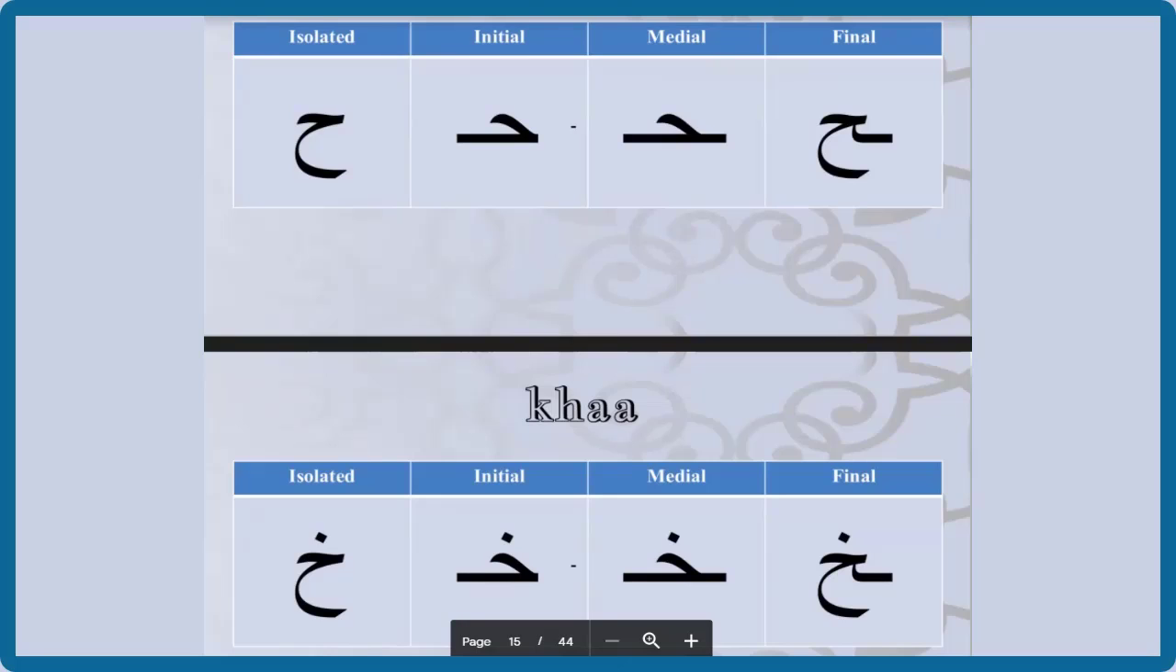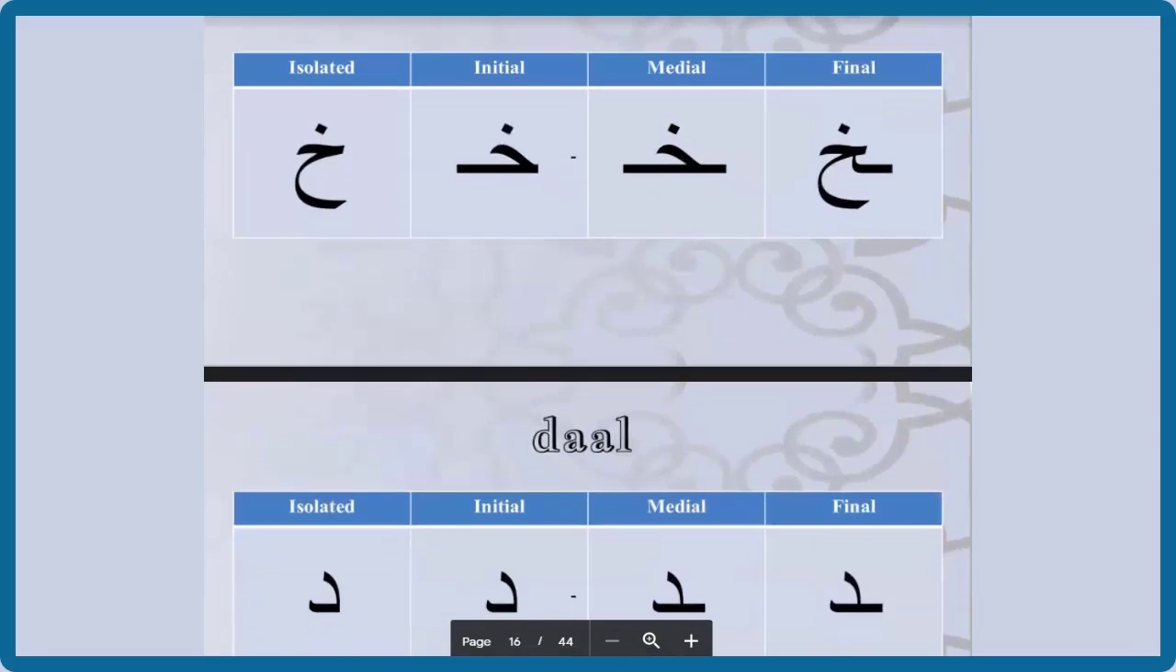So now let's move on to the next letter, that is Kha. Do you remember the characteristics of Kha? It's a straight line and a C with a dot on top of it. And if you remember, it has a scratching or snoring kind of sound, right? Kha is a heavy letter, okay?